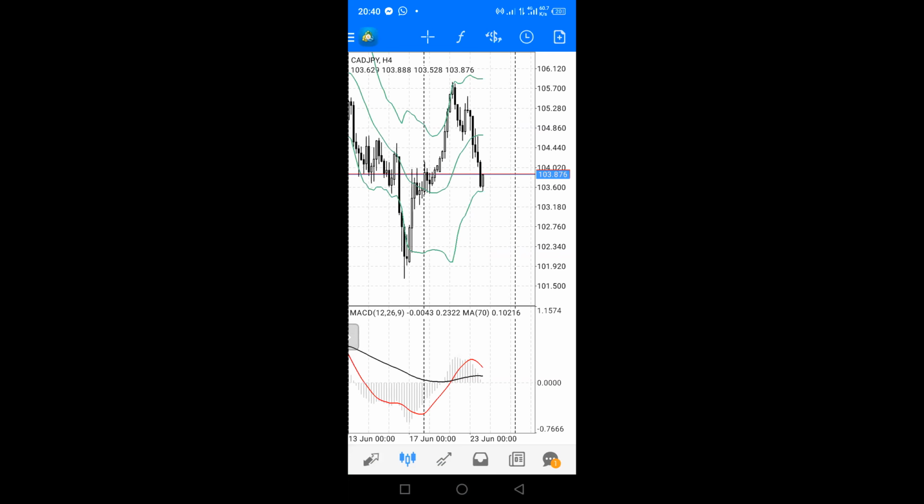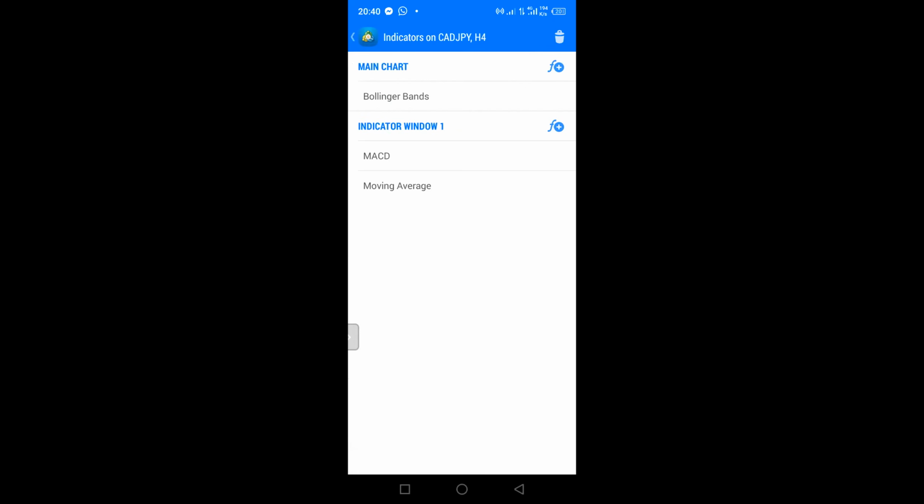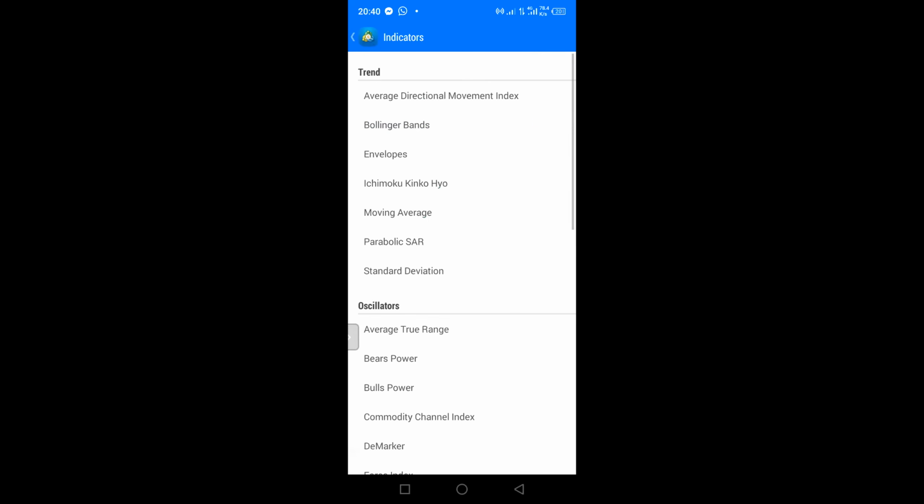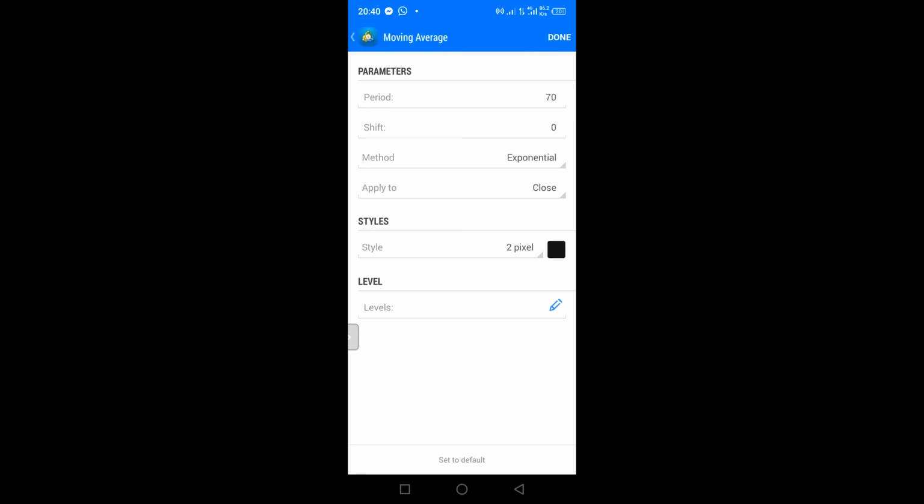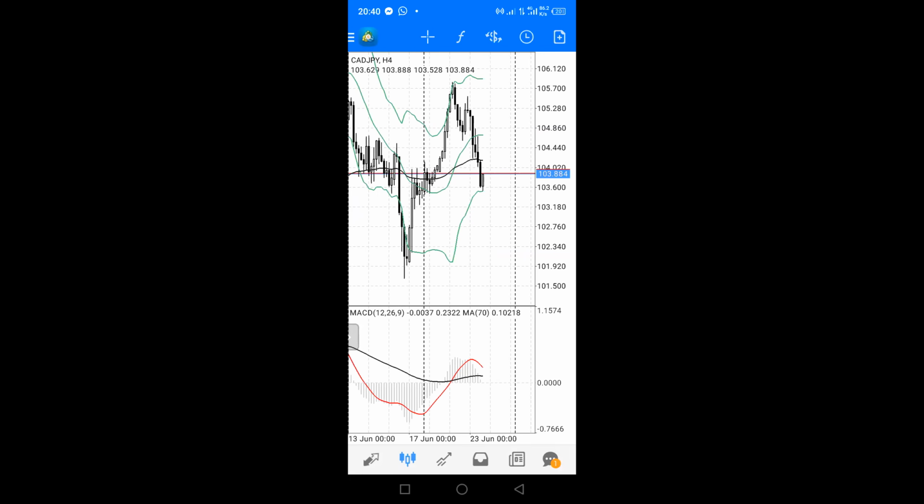Right now, you see that I added a moving average on my indicator window. I wanted to add an indicator, but I added a moving average on my indicator window. I'm going to click on F sign again, and I'm going to go to the main chart, right? I click on the F plus on the main chart, and I'll still add the same moving average, right? And I'll click on done. You see now you have a black moving average again on my main chart, right?